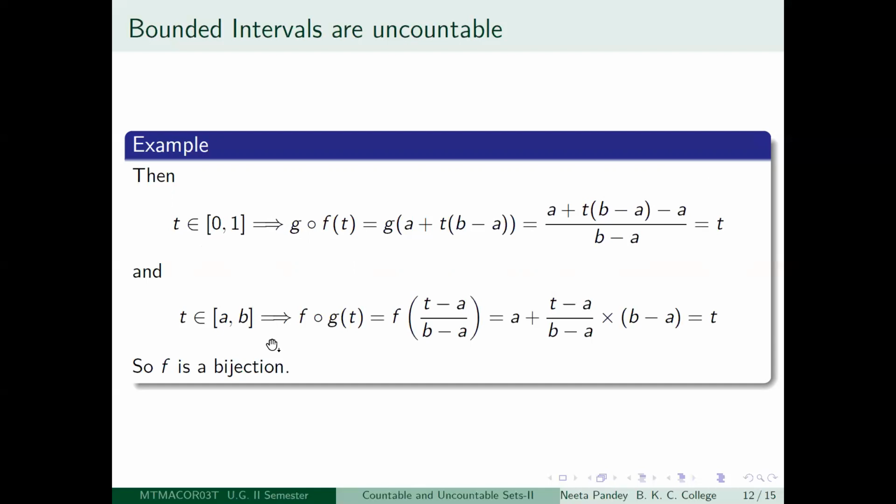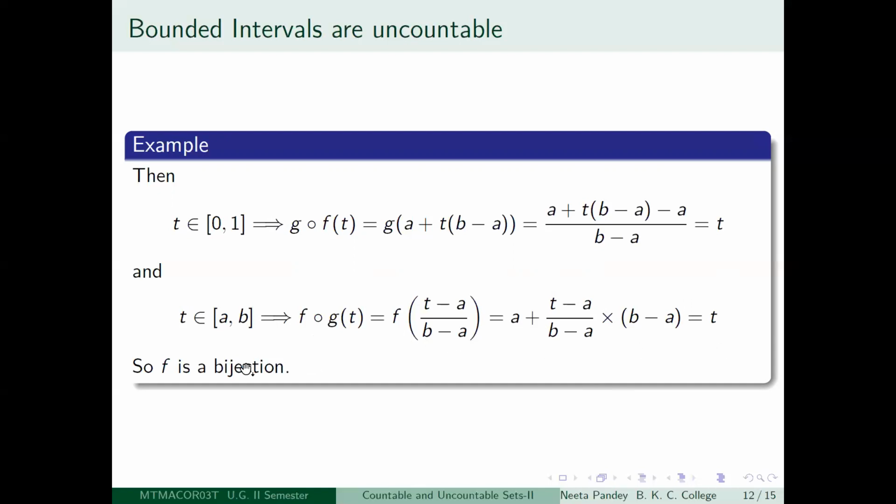Similarly, when t is between a and b, then if you look at f∘g(t), you write down this is going to be equal to f(g(t)). So what is g(t)? It is (t − a)/(b − a). So apply f on that. So it will be a + whatever is in the bracket here times (b − a). So here b − a will cancel out. So you will be left with a + t − a. So that will give you only t. So again f∘g(t) is equal to t.